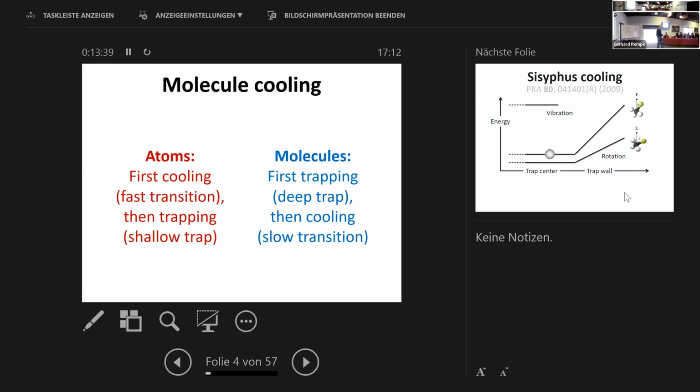Depending on the dipole moment, depending on the electric fields that we apply to the trap, we have a deep trap, a Kelvin or 10 Kelvin deep trap. So we can trap, and then we have lifetimes of seconds, minutes, whatever. And then we can do the cooling, even on a slow transition.